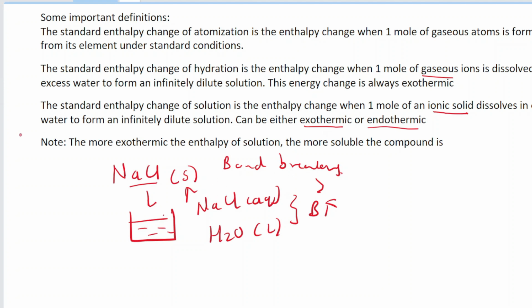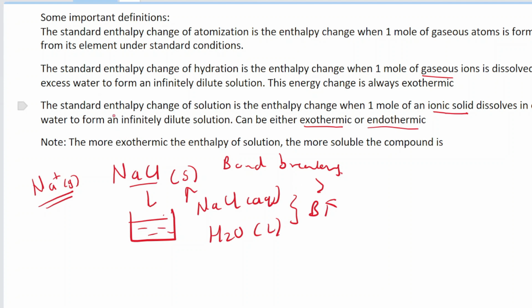But for the hydration, you didn't have a solid initially. You just had a gas. So you had Na+ as a gas, so there is nothing to break over here. A gas is the smallest possible state. So that's why this was always exothermic. But for solution, you can have either exothermic or endothermic.